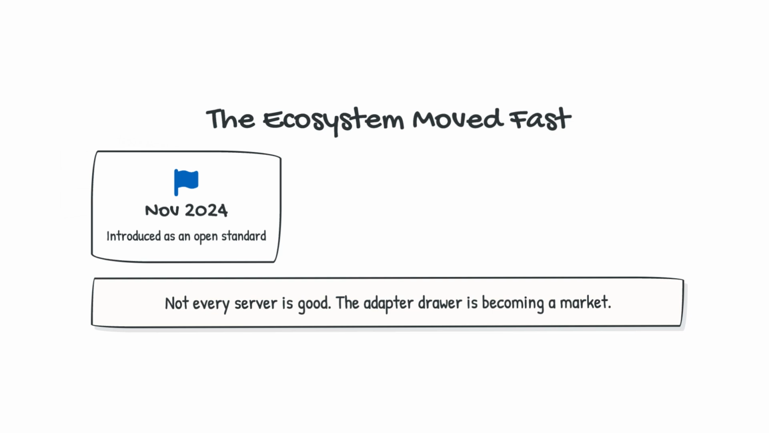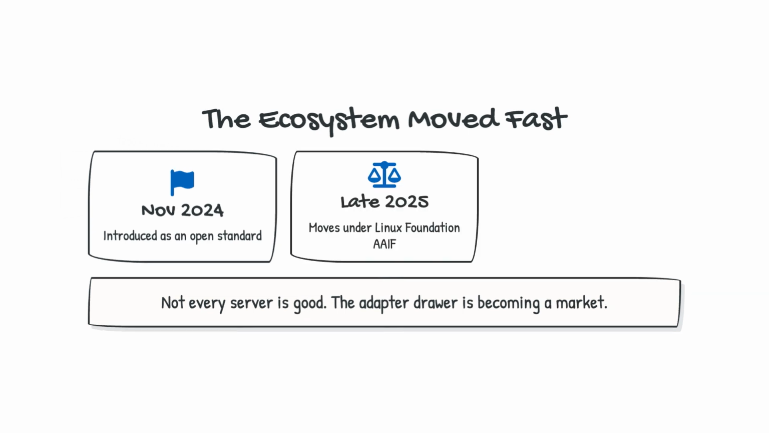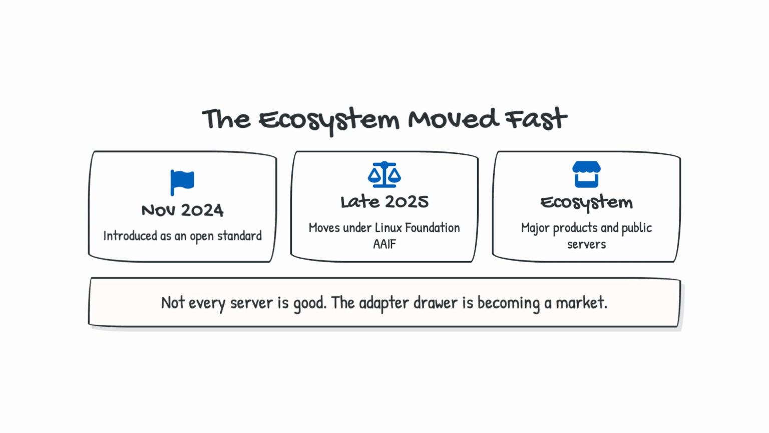MCP also matters because the ecosystem moved fast. Anthropic introduced it in November 2024 as an open standard for connecting AI assistants to systems where data lives. By late 2025, MCP moved under the Linux Foundation's Agentic AI Foundation with support across major AI products. That does not mean every server is good. It means the adapter drawer is becoming an ecosystem, not a one-company feature.